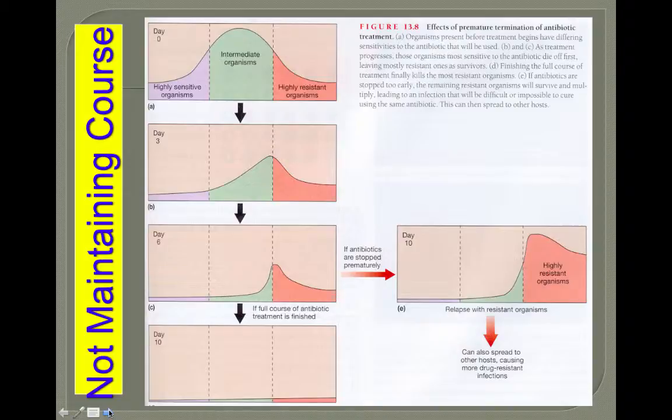So if you walk away from this unit with really one key understanding, I would hope that it's your understanding of how an antibiotic or antimicrobial works, so that way you follow all of the instructions by your doctor.